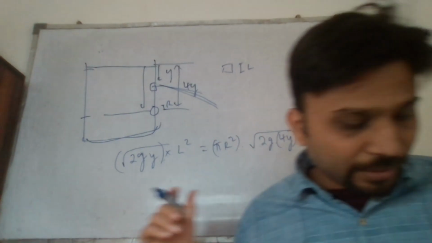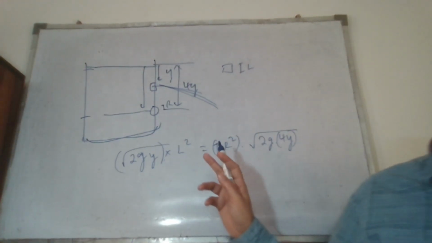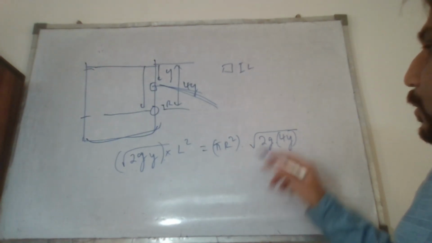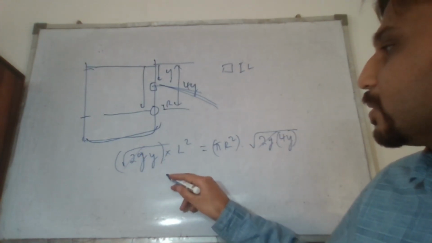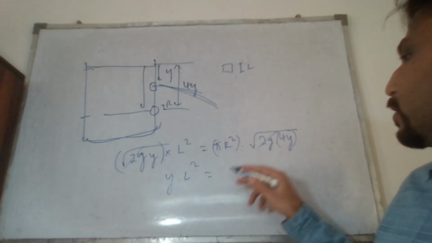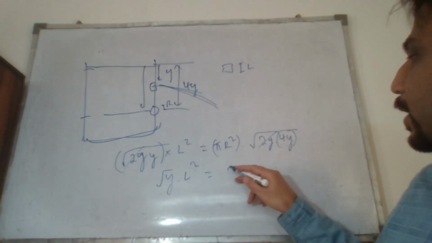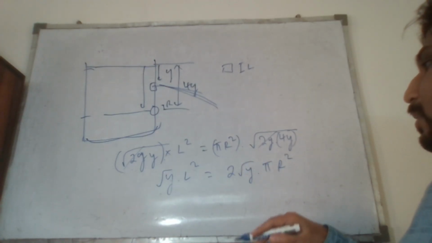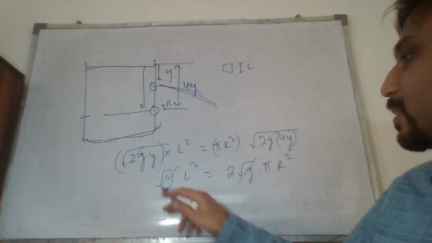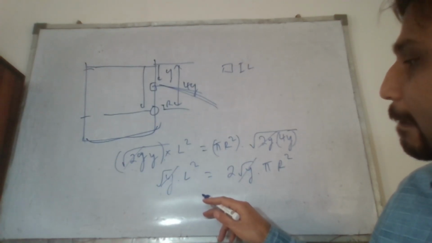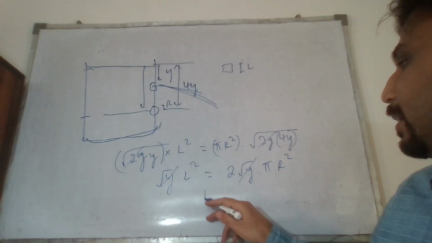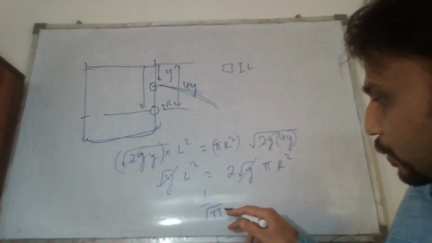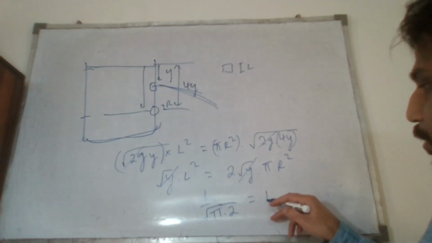Yes. So then what is R in terms of L? We have to calculate what R is. So this root 2gy is cancelling out, that we know. So this is y into L square is equal to 2 root y into pi r square. So again, this root y and root y cancel. So this is simply L upon square root pi by 2, 2 is also there, is equal to r.